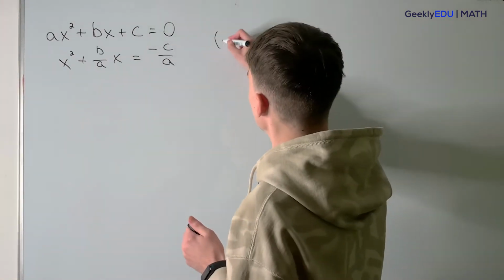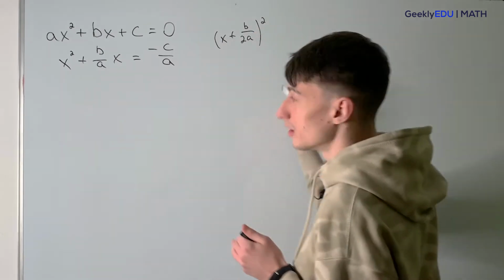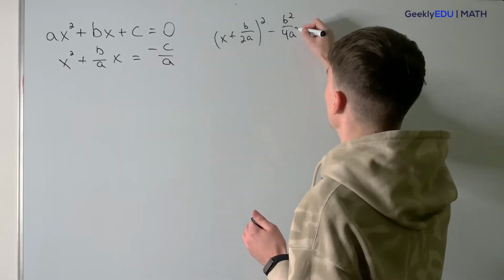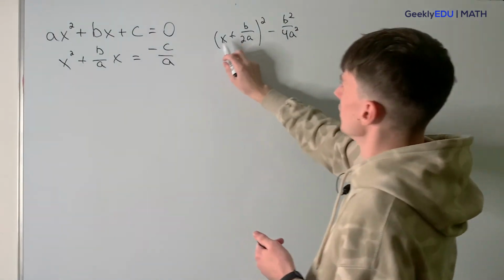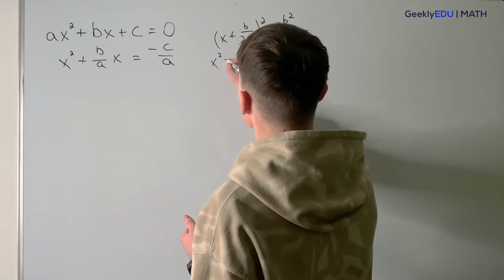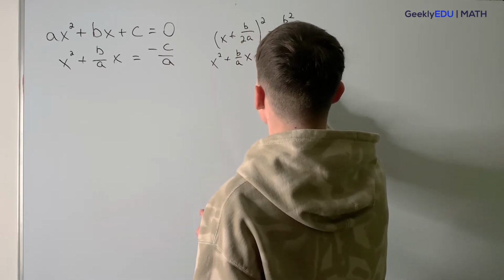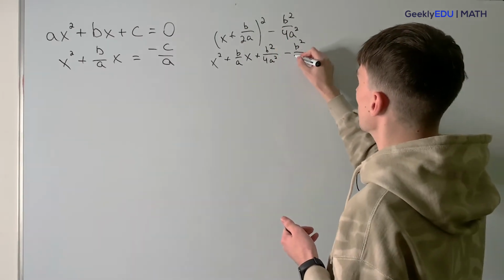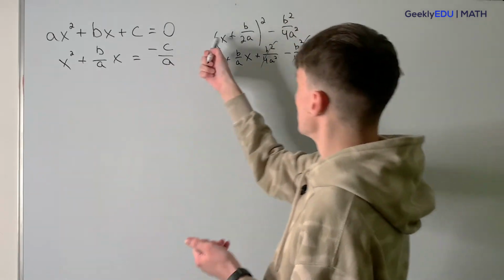So what if I told you that x plus b over 2a, squared, minus b squared over 4a squared is the same as this over here? Well, let's check to make sure I'm right. Let's do FOIL to figure out what this in the parentheses is. It's x squared plus b over a x plus b squared over 4a squared, but now we have minus b squared over 4a squared. So it cancels out, right? So that means that we can rewrite this as this equation here.